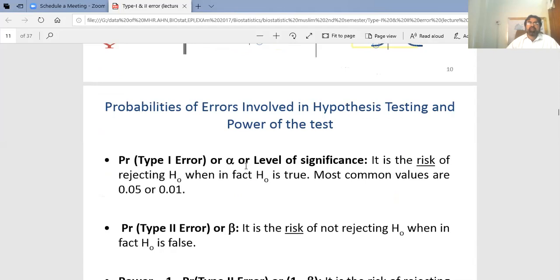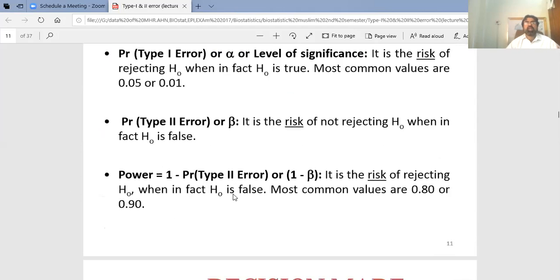Probabilities of error involved in hypothesis testing and power of the test. Probability of type 1 error, or alpha, or level of significance, is the risk of rejecting H0 when in fact H0 is true. Most common values are 0.05 and 0.01. You may take other values as well. It may be 10%, it may be 1%, it may be 5%.